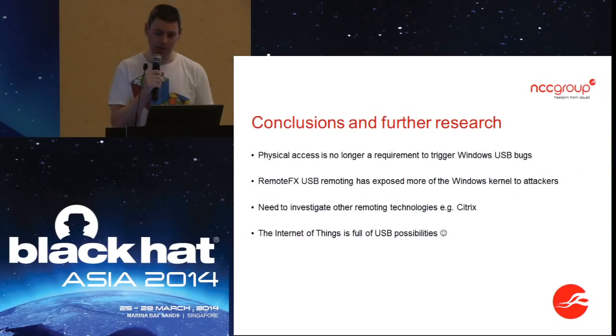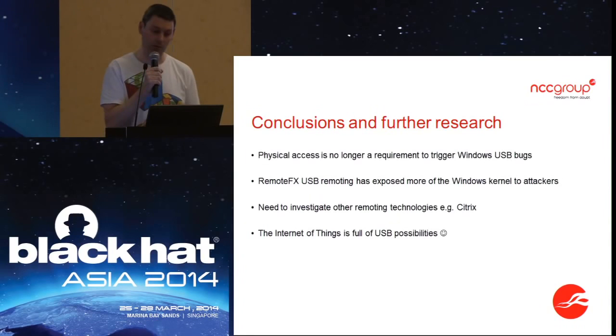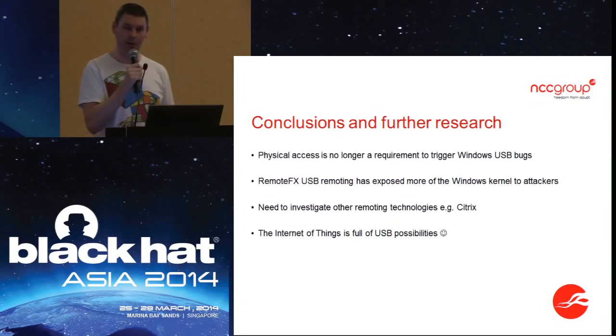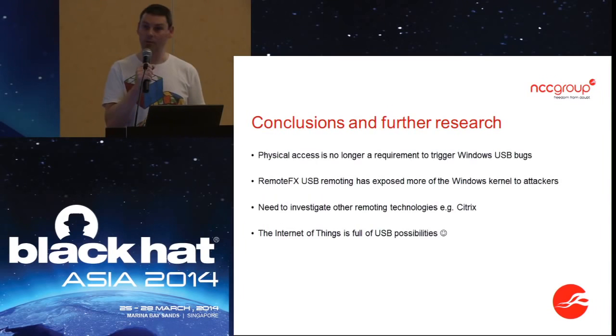So a few conclusions and further research. As I've demonstrated, physical access is no longer a requirement to trigger USB bugs, certainly on Windows, maybe on other operating systems as well. Remote effects has exposed the Windows kernel, and therefore these kind of kernel level attacks are now available over the network. I need to look at some of the other remoting technologies like Citrix, for example, which may well apply in a similar sense.